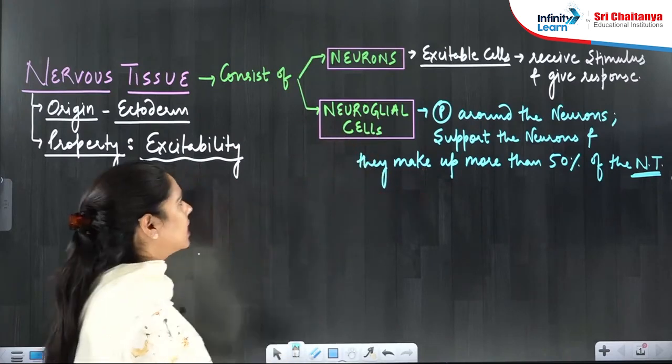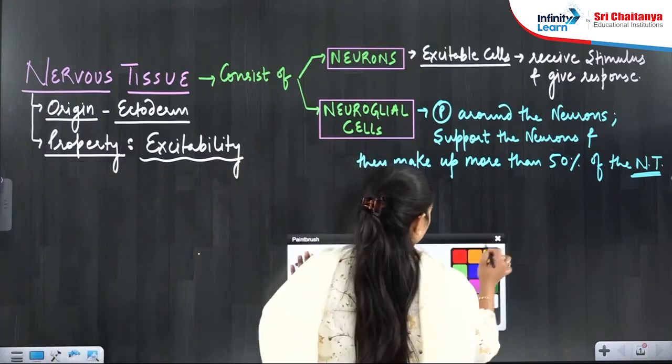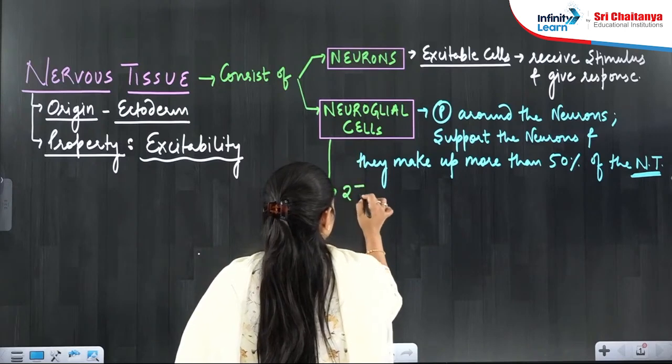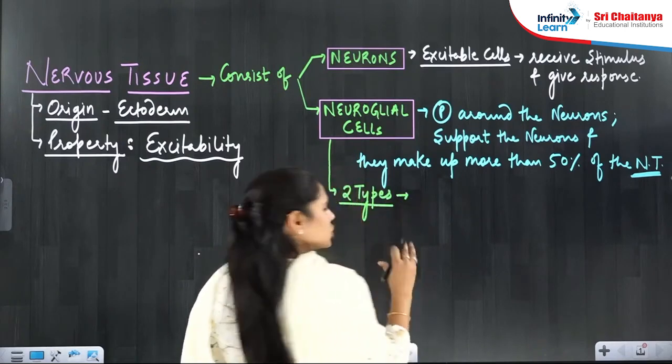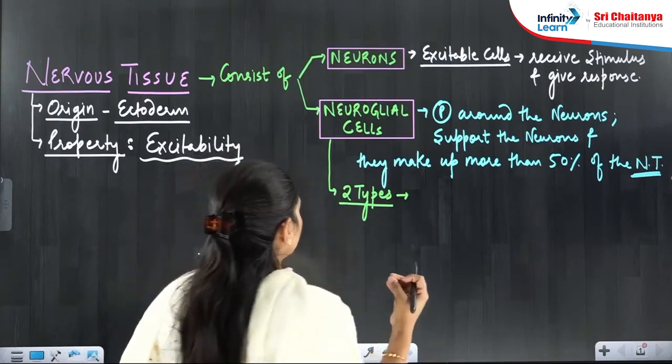Now, coming to neuroglial cells further, they are of two types, beta. Some are small in size, micro, and some are macro.